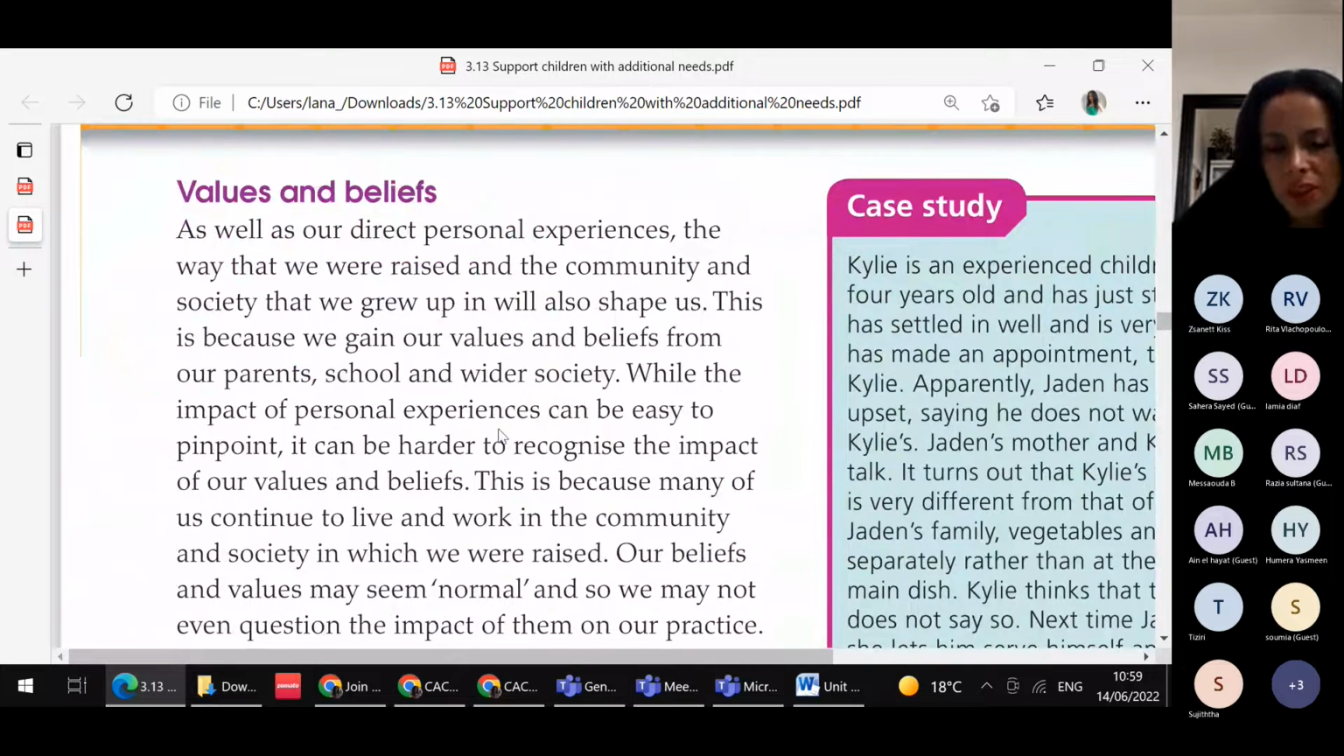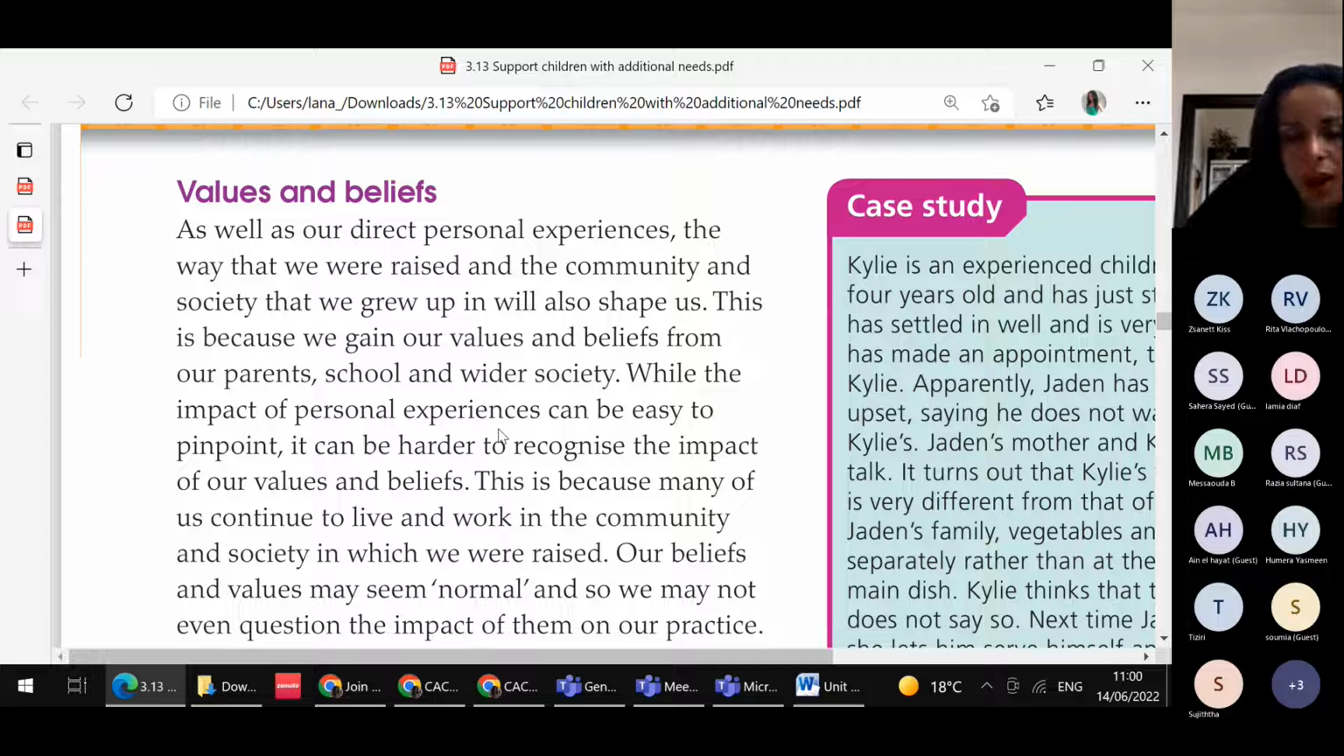Also, we have our values and beliefs. So each one of us will have our personal experience. This would affect the way we communicate with children, the way we were raised, the community we come from, the society, how we grow up. All this will shape us, will shape the way we treat others, how we communicate with others. Some of us are very kind, some of us a little bit less. So it depends on how we grow up, our values and beliefs.